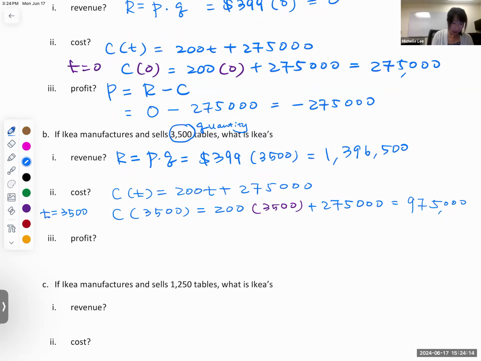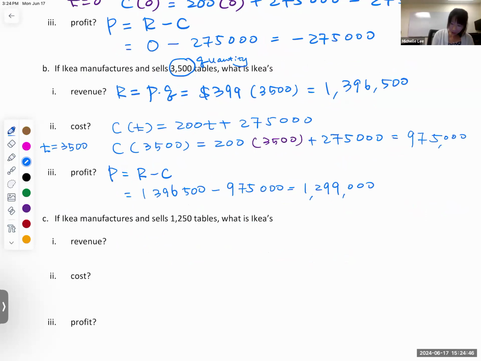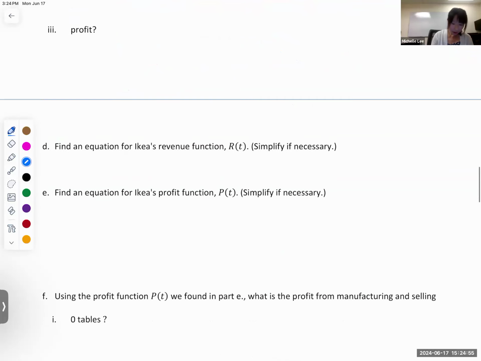Okay, profit, which is P equals the revenue minus cost. So revenue in that case from the earlier, we have 1,396,500, right? Minus cost, which is 975,000. So that will be $1,299,000. Okay. Now, please try this one. Similar. They just change the quantity, right? Okay. Let's do this one.